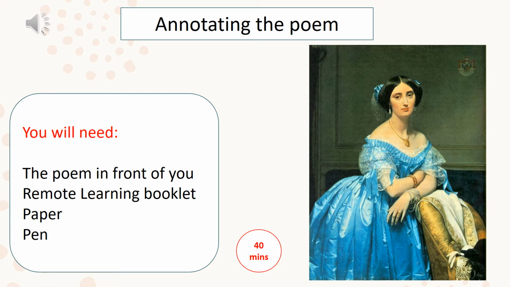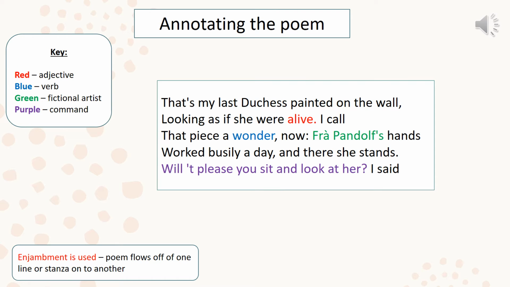So for the next few slides, we are going to be annotating the poem. We will be doing this somewhat together. So what you will need is the poem in front of you, your remote learning booklet, and paper and pen to make notes. This should take us around 40 minutes to complete. For this activity, we will be annotating the poem. It should take us no longer than 40 minutes, but if it does, that's absolutely fine. We will split the poem into sections and go through it together.